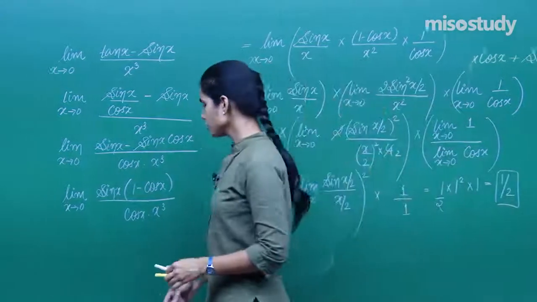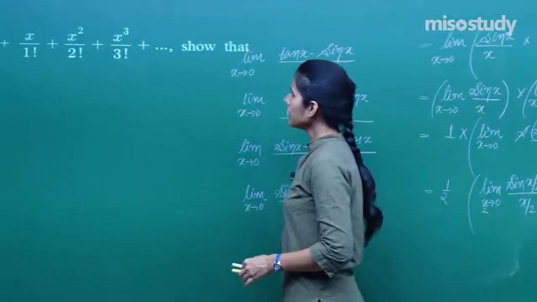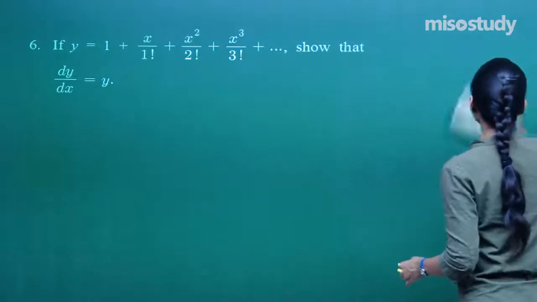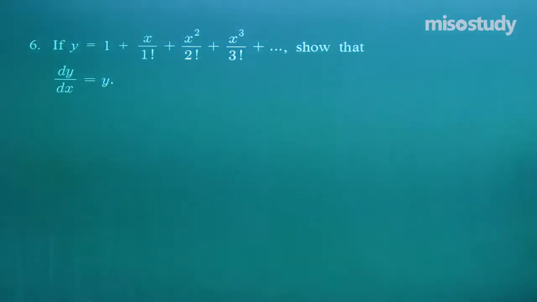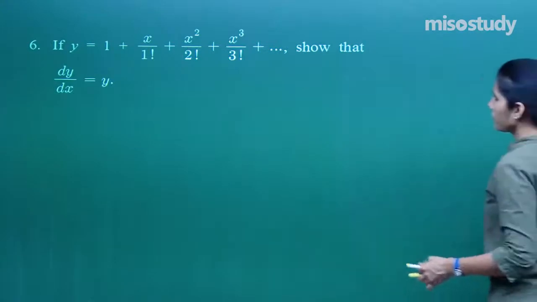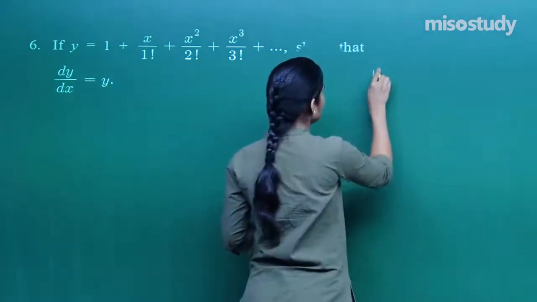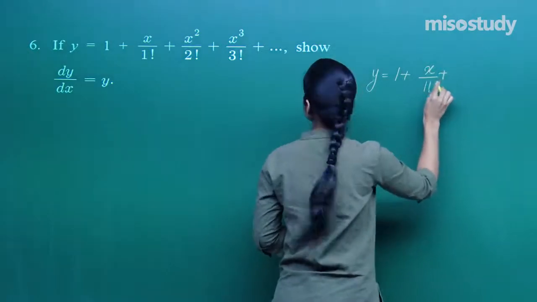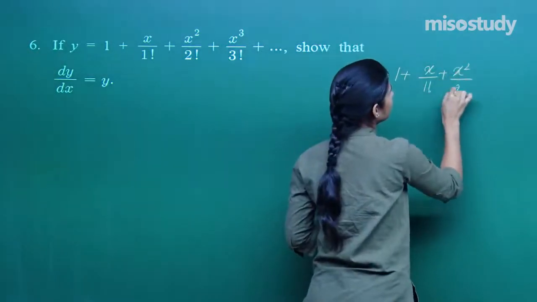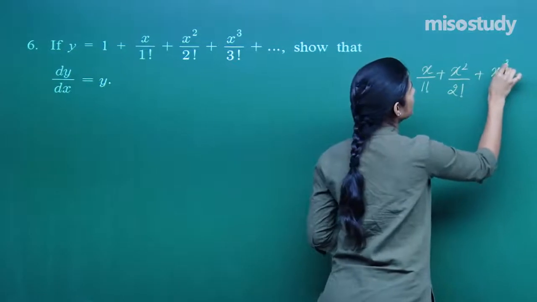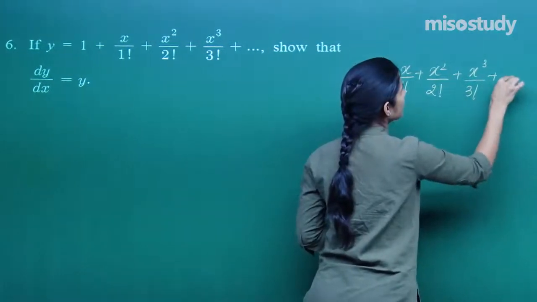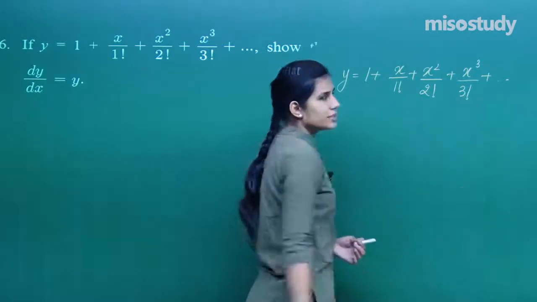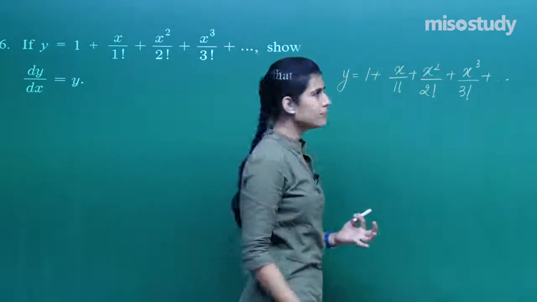Clear? Moving to the next question, we have, if y is this, show that dy by dx is equal to y. Now, there are two ways to approach this question. Let me reveal both the ways to you. Y basically is given to me as 1 plus x by 1 factorial plus x square by 2 factorial plus x cube by 3 factorial plus and so on. 1 factorial, 2 factorial, 3 factorial, they are all numbers, constants, natural numbers.